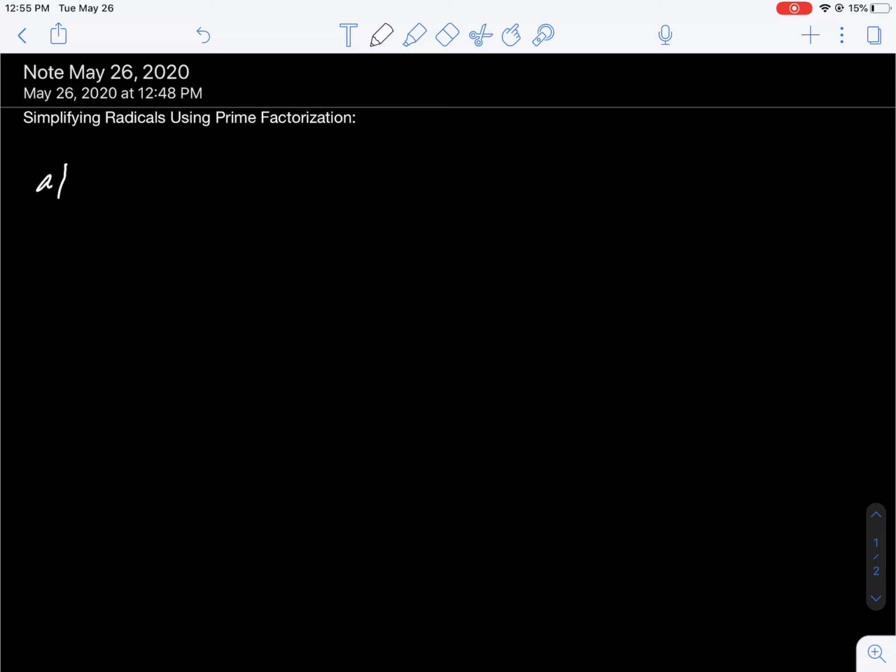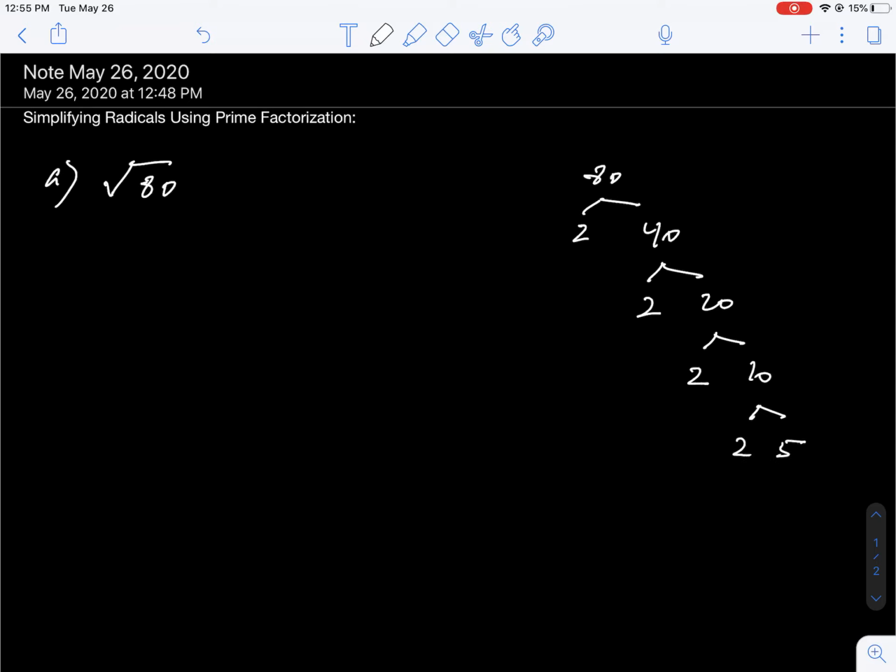Example A. It's the square root of 80. So we will simplify this using prime factorization. So let's do that first. I'm going to divide 80 by 2. I always start with the smallest prime factor. 2 is a prime factor. 80 divided by 2 is 40. We're going to divide that 40 by 2 again. We're going to get 20. We're going to divide 20 by 2 again. We'll get 10. 10 divided by 2 is 5.